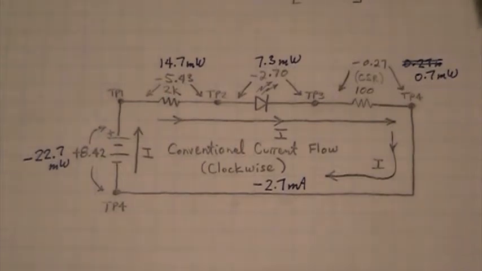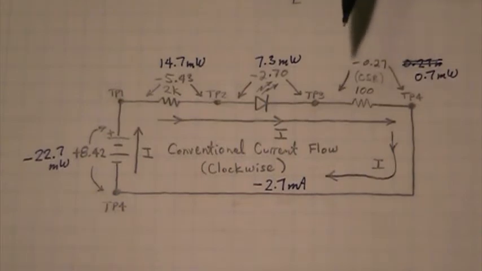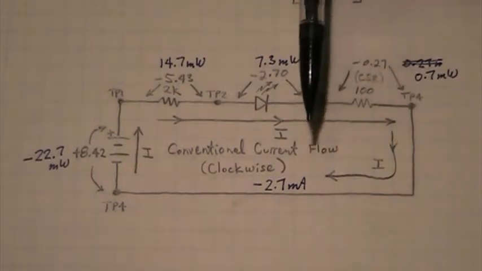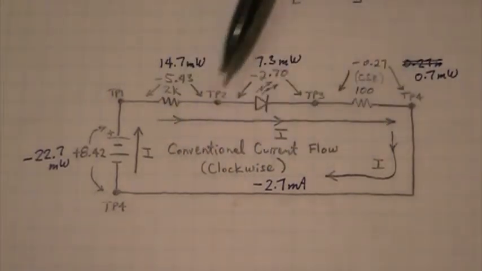Now that we've measured the voltage across all of our components, in particular the CSR, we can not only determine the loop current, but we can also determine the power in each of the four components. So since we have a negative 0.27 volt measurement across our 100 ohm resistor, we ended up with a negative 2.7 milliamps as our loop current.